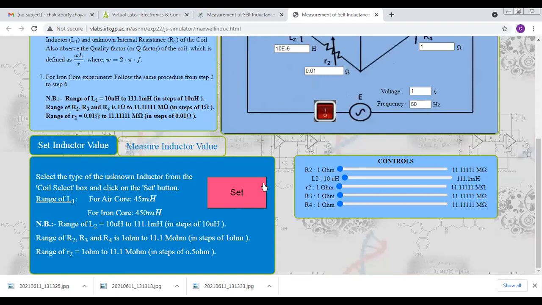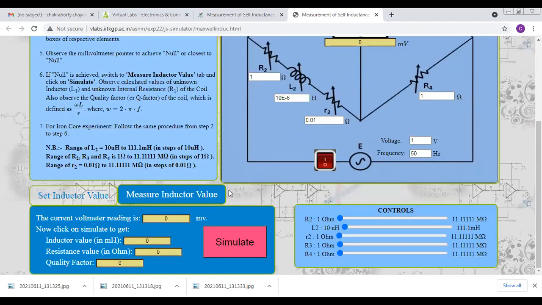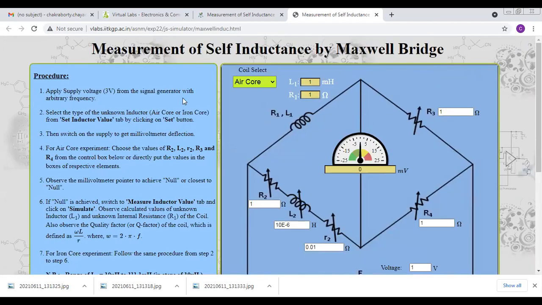Then we can do this, and this is measure inductance value, and this is simulate. If we simulate, then we can get the total value. Okay, so first of all, just read out the procedure.